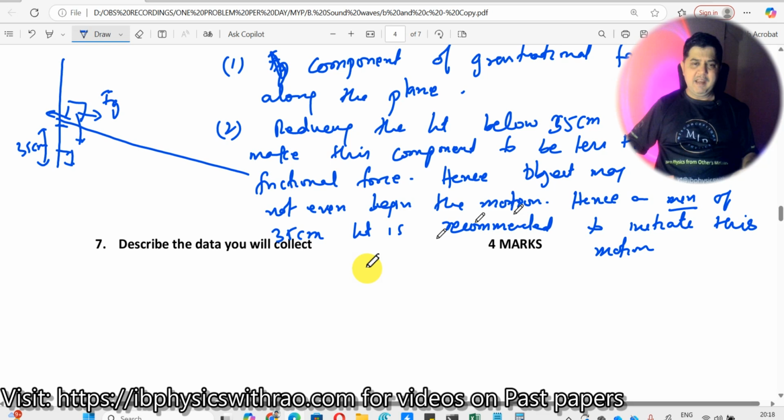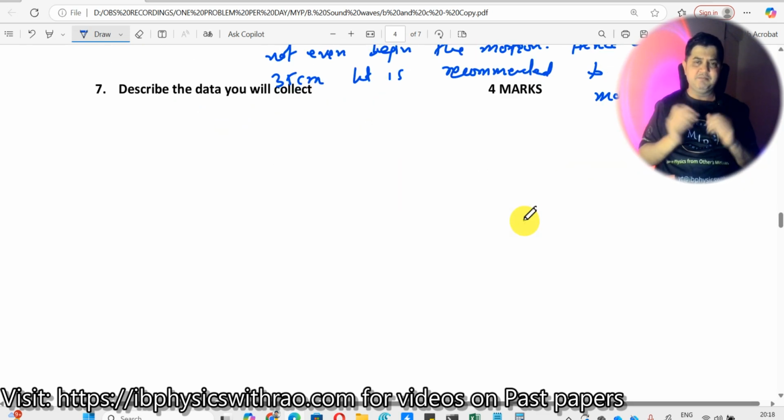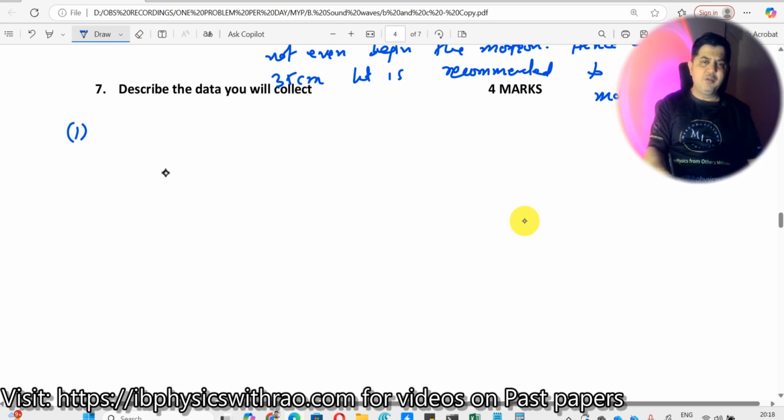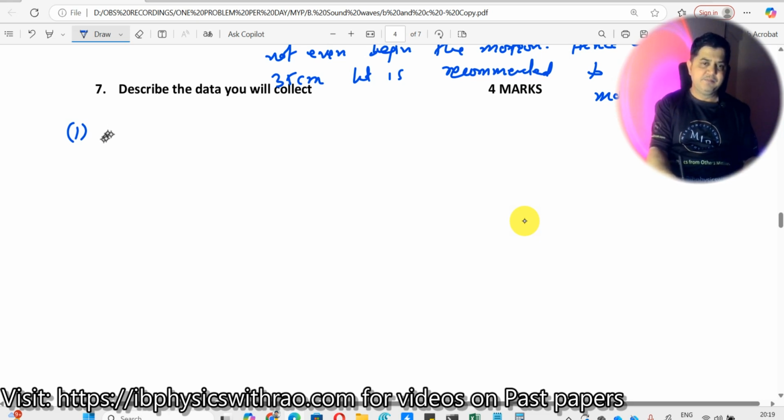Now describe the data that you will collect. What is the data? You have to mention it. He is asking you the procedure. What is the procedure that you are going to do? The first step: you keep the object on top of the inclined plane, you're not going to push it, and you keep it at a height of 30 centimeters.